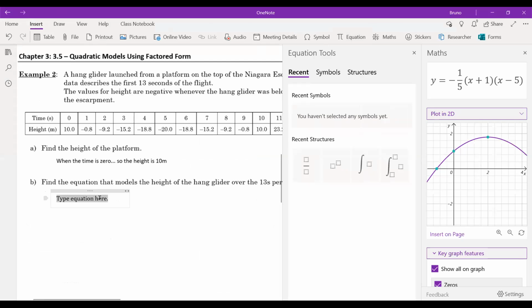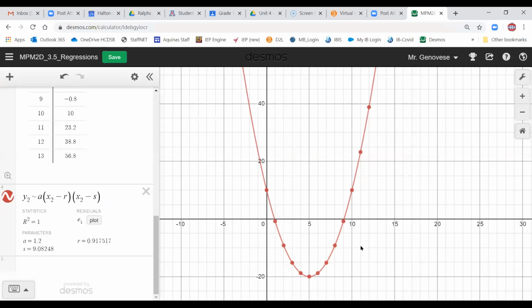Okay, make sure I've got my cursor in the right spot. So the A value was 1.2, one of the zeros was 1, the other one was 9. I'm going to go back just to double check. So again, approximately 1 and 9. So that seemed to work pretty well.